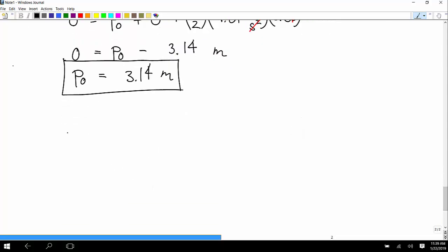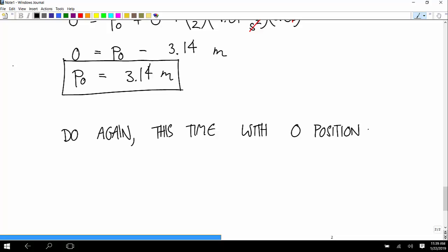Okay, so now I'm going to do this again. This time with the 0 position at the top of the bridge, and the positive direction down.